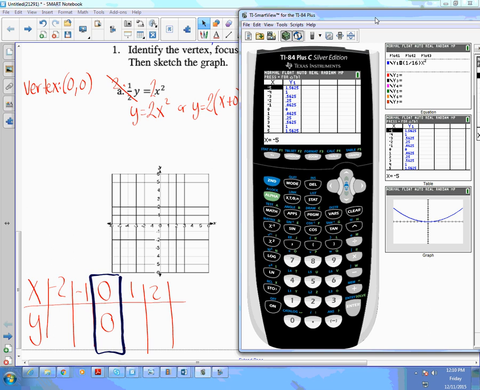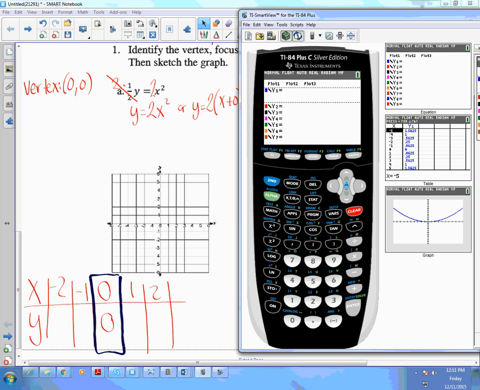Okay, go to y equals. Those calculators should be turned on. Clear out anything that's in there. And then type in our solved equation, which is right here: y equals 2x squared. The x is by the green button, squared. Now, you can graph it if you want to look at it, but we really need the table of values.